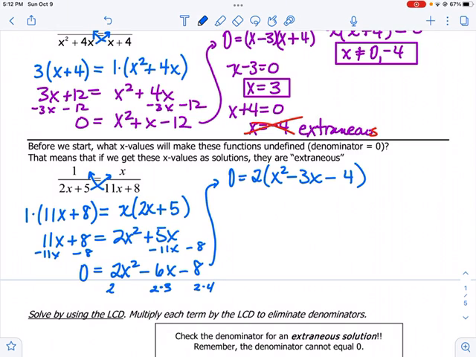Now, we can leave the 2 there. Sometimes people ask, what happened to the 2? You can divide out the 2 on both sides, but we'll just leave it there to be a little more empathetic. The 2 is still there, but it's not going to be a factor that turns the equation equal to 0. So now I just need the factors of -4 that sum to -3.